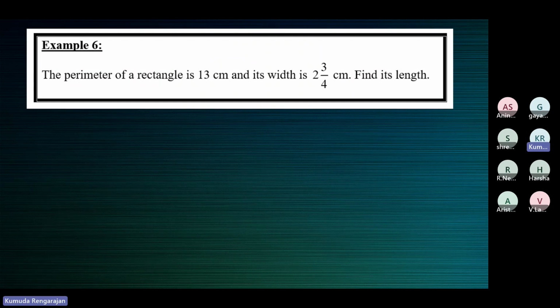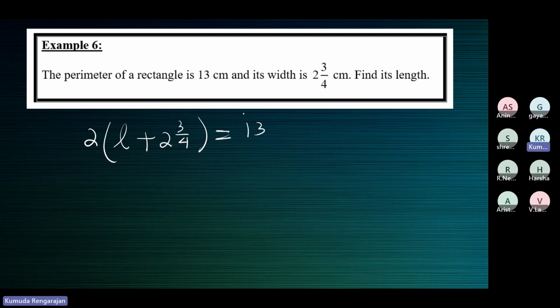The perimeter of a rectangle is 13 centimeters and its width is 2 3 by 4 centimeters. Find its length. So we know the formula to find the perimeter of a rectangle is 2 into L plus B. So 2 into the length, which is not known, so let it be L or X, plus breadth, which is 2 3 by 4, is equal to 13. This is the equation. See, we have to read the information, construct a mathematical equation and solve the equation for the variable. That's all it is.